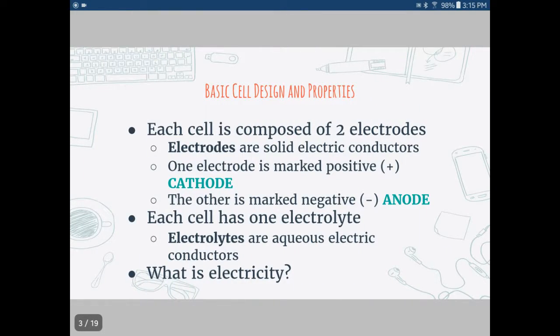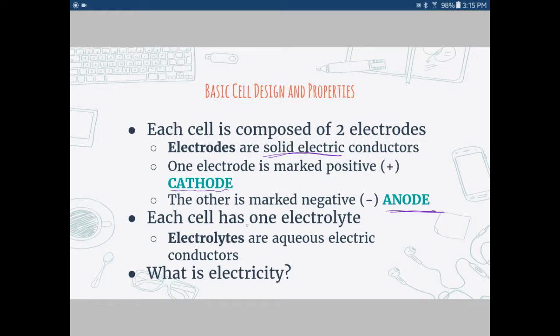So the basic cell design, or basic battery design, or basic electrochemical cell design, is composed of two electrodes and an electrolyte. Electrodes are solid electric conductors, okay? One electrode is marked with a positive, which is called the cathode, and that's in general. That's in reference to our voltaic cells, which we'll get more into later. And the other is marked as a negative, or an anode. So we have our cathode and our anode.